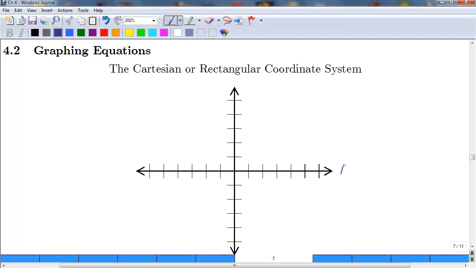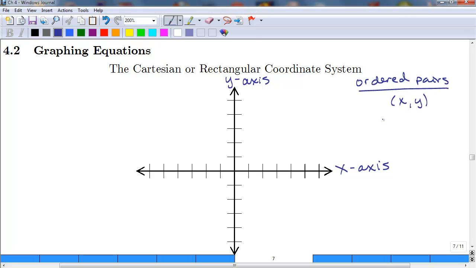We define this to be the x-axis. So all of our x values lie along here. The other axis is our y-axis, and so this plots all the vertical values of y. And we can find any point on this plane by just using the ordered pair. We talked about ordered pairs in the last section. The ordered pair of x, y. So they're always in these coordinates.